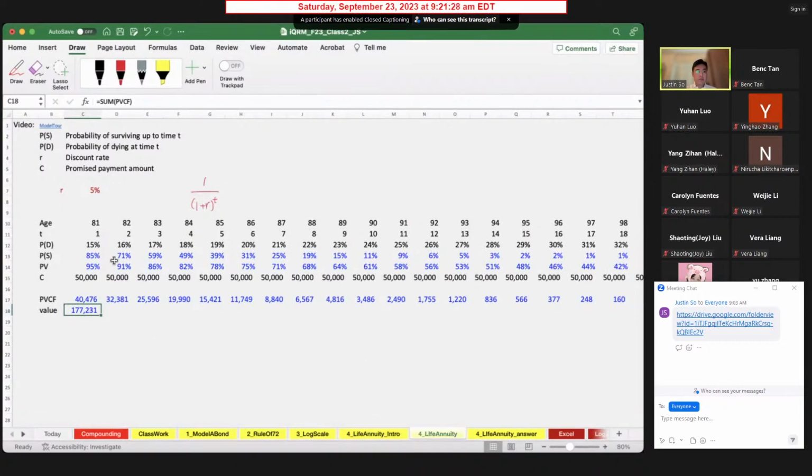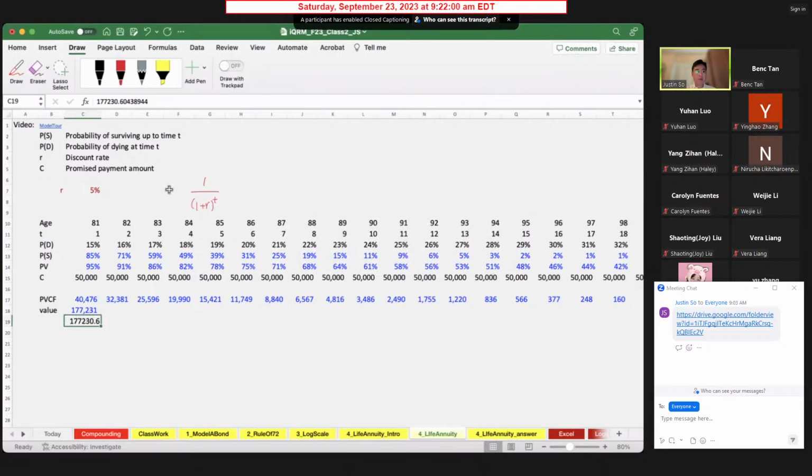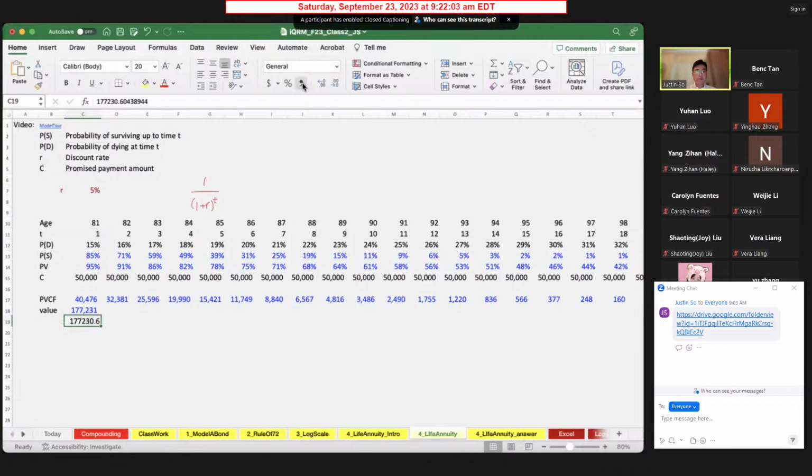Which means this 5% becomes 6%. So this is very easy. You change this to 6%, and then everything will be changed because the present value factor will be changed, and then this present value will be changed. So the sum will be changed. So in order to see what the actual change is, let's copy this value and paste as a value below this. Then we're going to change this one to 6%.